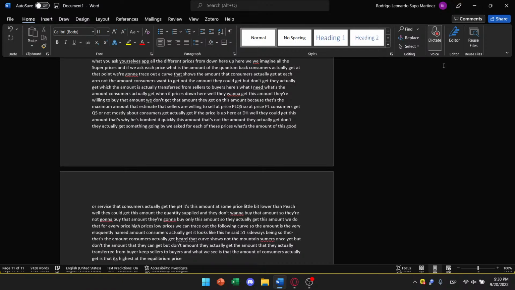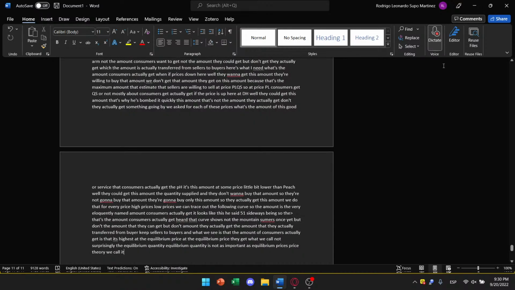At the equilibrium price, they get what's called, not surprisingly, the equilibrium quantity. The equilibrium quantity is not as important as the equilibrium price. It's price theory. We call it the equilibrium quantity. At any price above or below the equilibrium price, the amount consumers actually get, the amount that is actually transferred from sellers to buyers, is less.